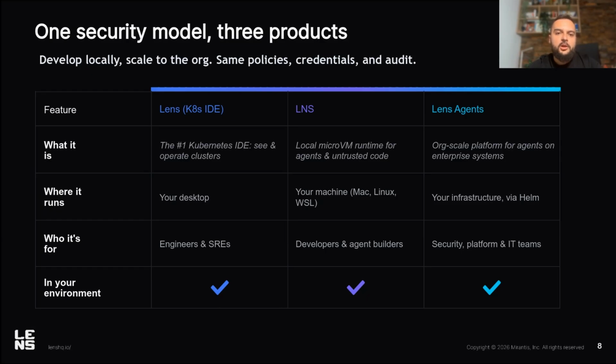Lens is actually the local runtime for individual developers and agent builders. And Lens Agents is the organization-scale platform for security, platform, and IT teams as well. If you look at the bottom row on this slide, everything runs in your environment: your desktop, your machine, your infrastructure. Nothing here is a hosted black box. And I guess that's the important part, especially when it comes to your data.